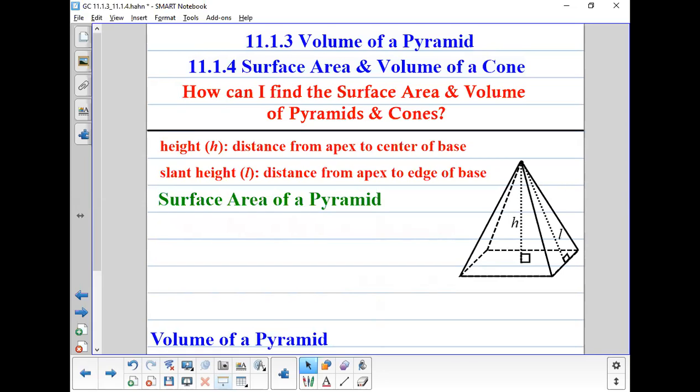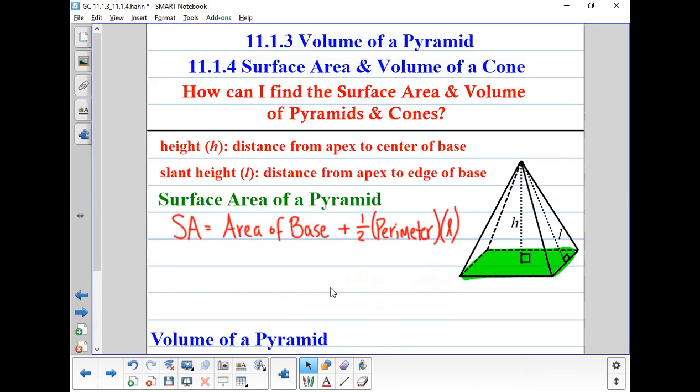Basically, in a pyramid, for surface area, I have the area of my base. Now, all of the pyramids that you are going to have are going to have regular polygons for your base. So for instance, in this diagram, the bottom would be a square, but you could also have a regular pentagon or a regular hexagon or any of those. If I'm finding the surface area of the pyramid, I need to first find the area of that base. And then I have triangles for each of the other portions of my pyramid.